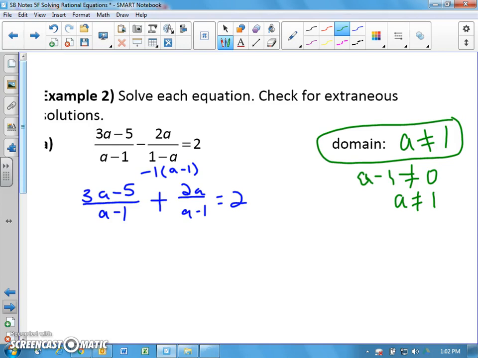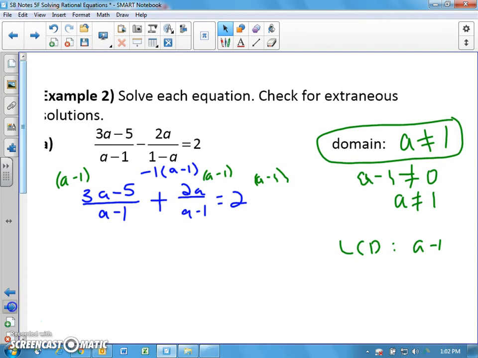Okay, common denominator. I'm looking at all the denominators I have, and they're the same, which makes this a little easy. Our denominator would just be a minus 1. So I'm going to go through and put a minus 1 on top of each of my problems, including the other side, because I'm multiplying all the way through by that. When I cancel here, it's just gone. Here, it's also just gone. And here, on the right side, I'm going to have to multiply.